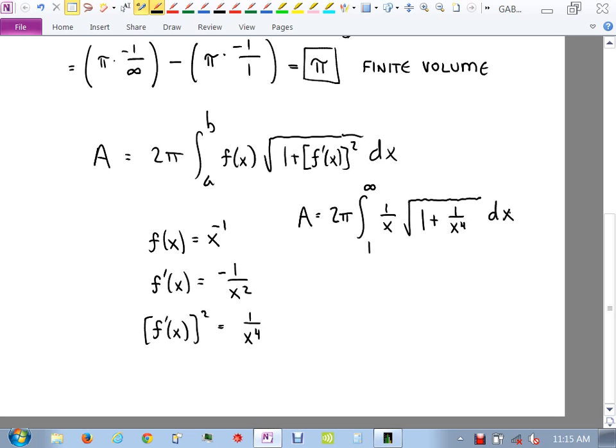Now that surface area formula right there is something that I would expect you to be able to do on a test. So what was the technique here from last class? We only did one, I think, that we computed the whole way.